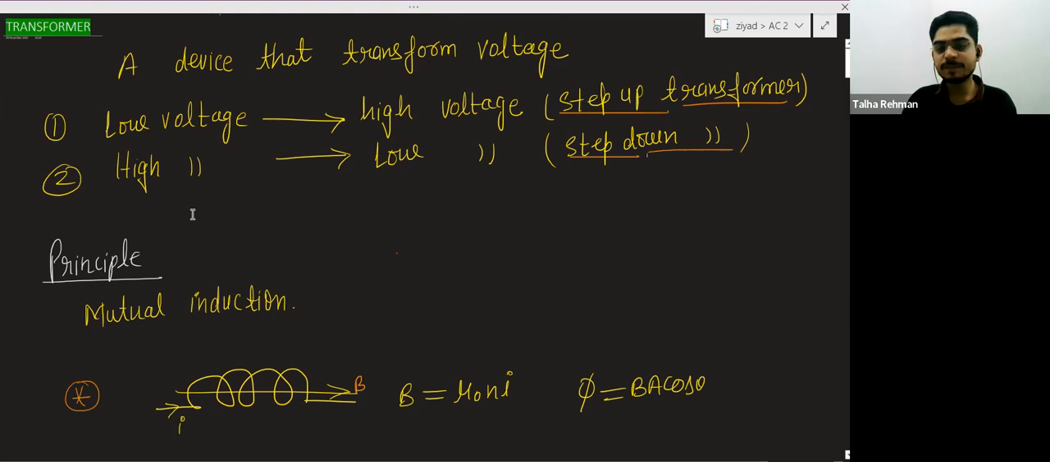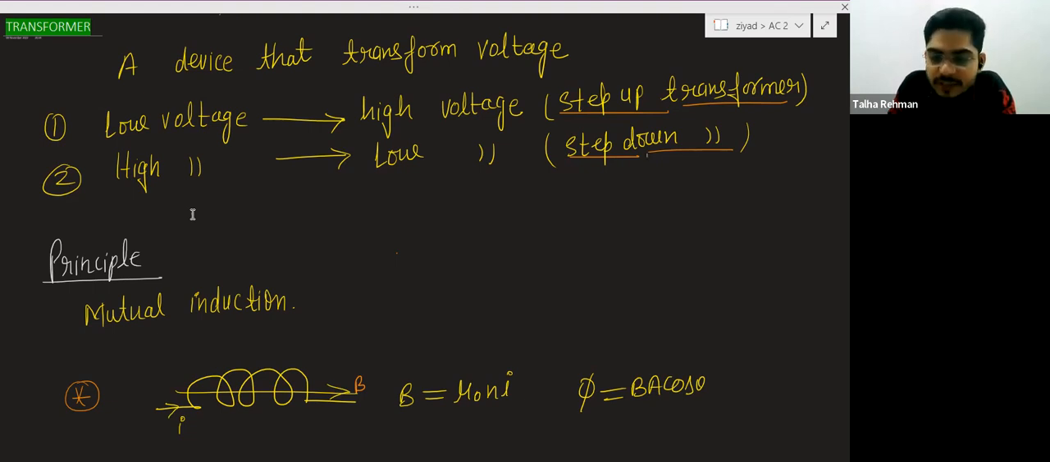What is the principle on which the transformer is based? Principle of mutual induction. Can you tell me what is mutual induction? Earlier we have taken two coils in electromagnetic induction. I have told you, if there is a change in current in one coil, then in another coil there will be induced current. That is known as the mutual induction.